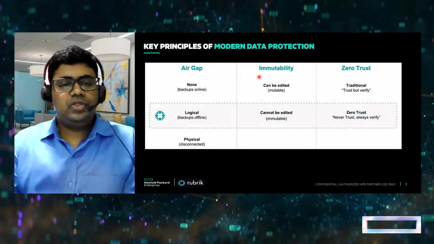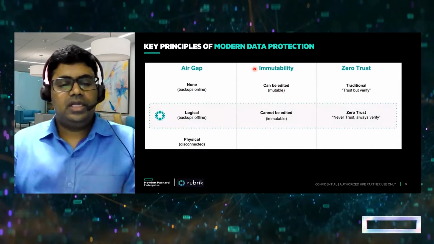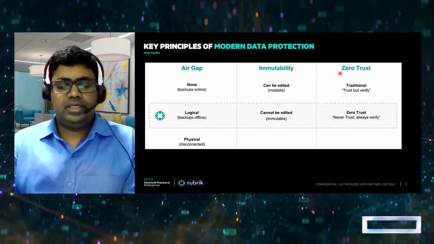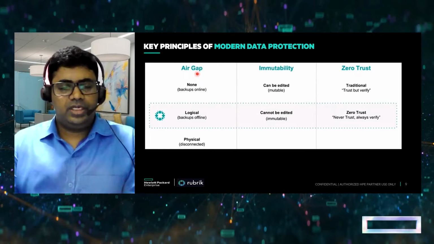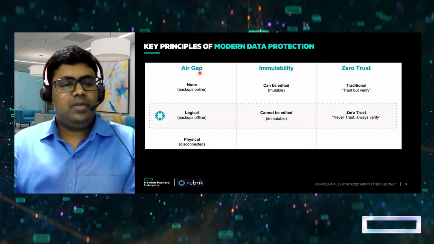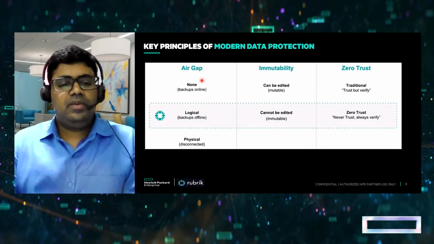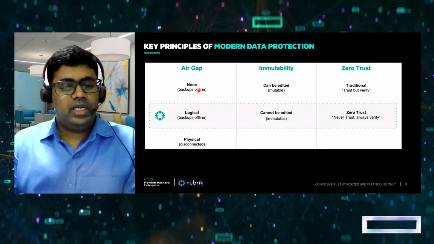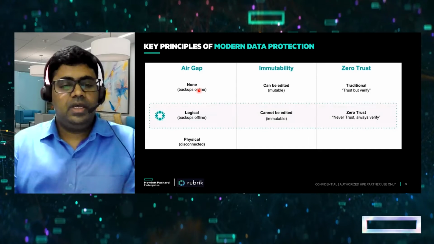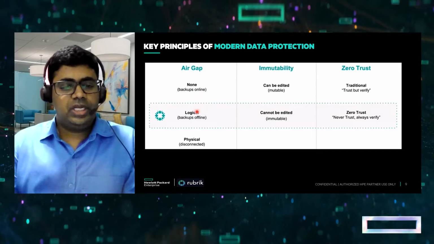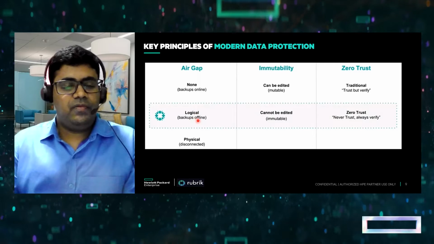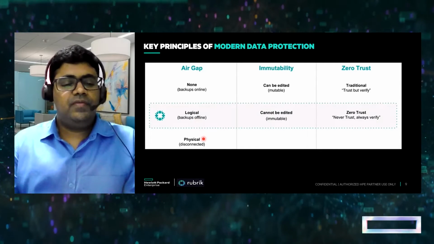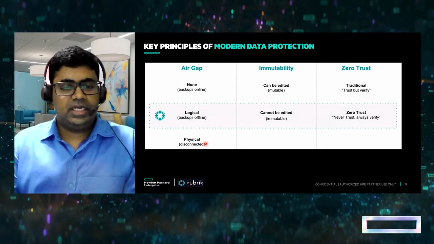And key principles of modern data protection, and the key principles are air gap, immutability, zero trust. Most of the modern data protection nowadays we are using the key terminologies. Air gap: if there is no air gap, it means backups are online and accessible from anywhere. If the air gap is logical, that means backups are offline. Once it is backed up, it cannot be accessed from anywhere. And even for the physical servers, it is in the disconnected state.